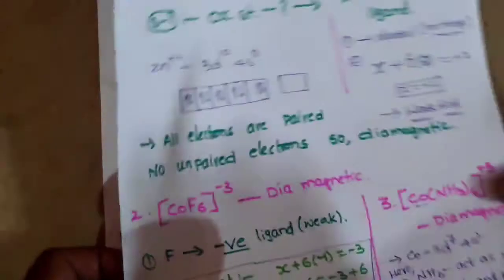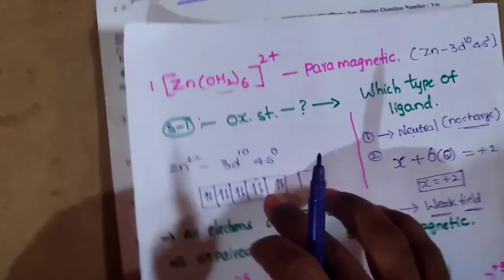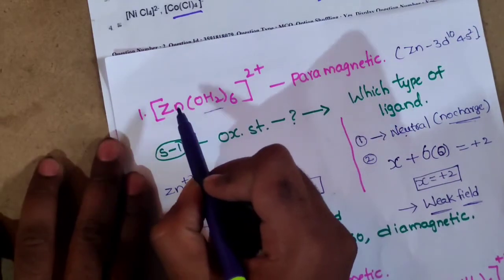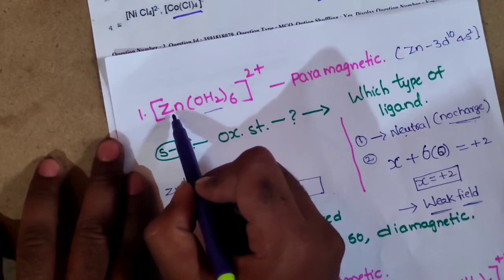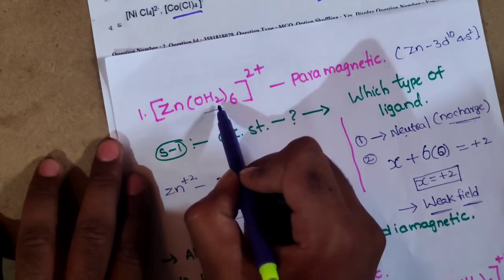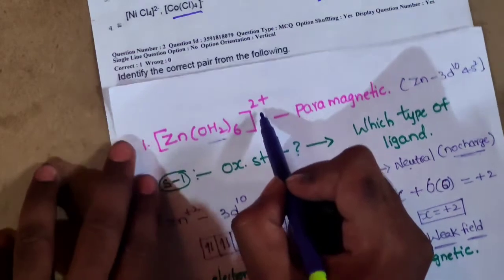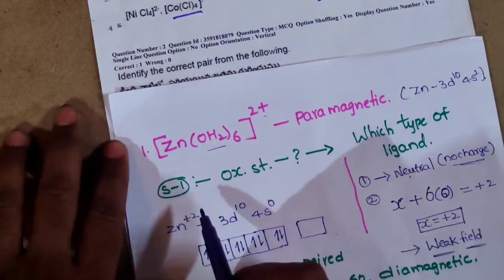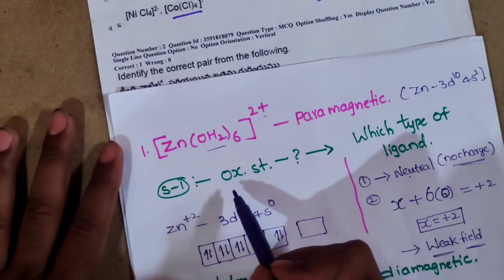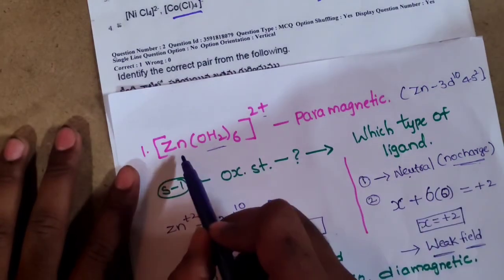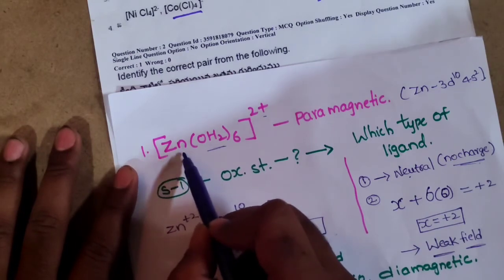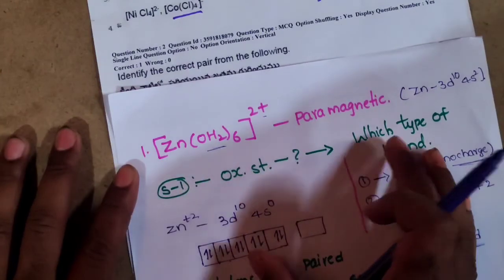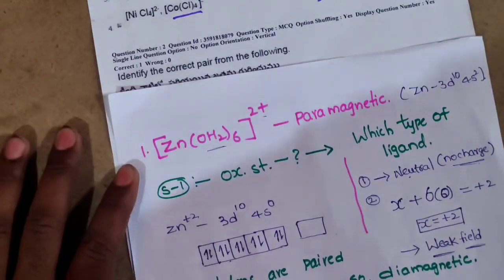So now here I explain the way how to solve that question. First of all, we have zinc with hexa-aqua ligands with +2 charge on this complex. So here the step 1 we have to do is to just find the oxidation state of the respective metal atom in the complex. Here how to calculate the oxidation state I have explained in the last question.